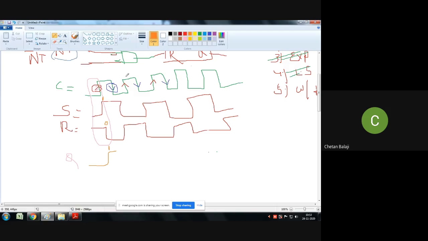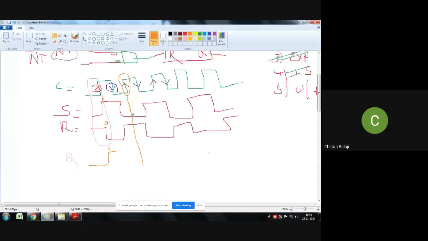Next, at this point R is 1, therefore at that point again Q becomes 0. The next check is at this point, where S is 1 and R is 0. Therefore at the same point Q becomes 1. This is positive edge trigger.